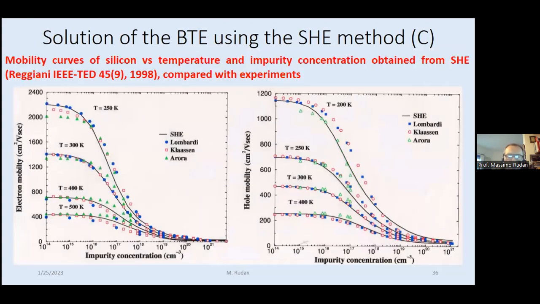Similarly, we can describe mobility. These two figures refer to electrons and holes and are the modeling of mobility with respect to the variation of temperature of the lattice and the variation of the dopant concentration up to very high values, as you see on the horizontal scale. The curves, again, are the simulations. The dots or diamonds or triangles are experiments from different groups.